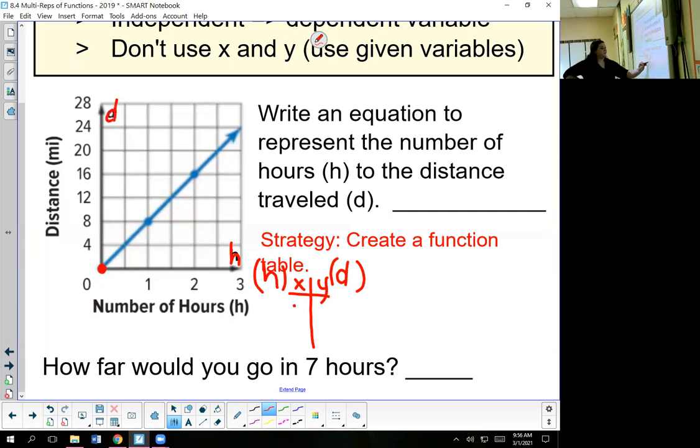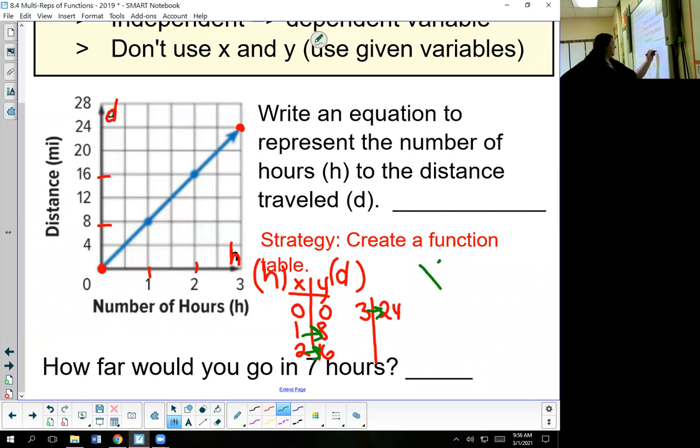So first one is 0, 0. Look at the next one. That's not going to tell me anything. So I'm at the ordered pair 1, 8, and then 2, 16. And then if you actually continued up the pattern, I should be at 3, 24. Okay, so what is the relationship that you see? How do I go from my x to my y? So 1 to 8, 2 to 16, 3 to 24.